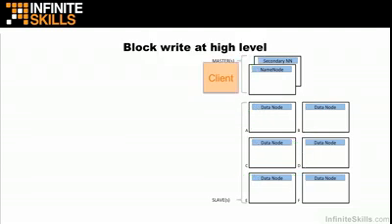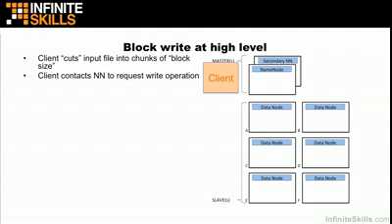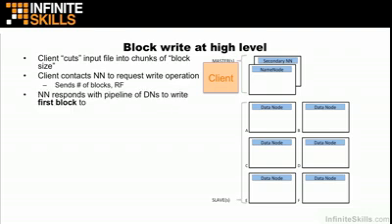At a high level, the block write includes all of these steps. The client first cuts the input file into chunks of the given block size. The client then contacts the name node to request a write operation. It sends the number of blocks and the replication factor that need to be ensured. The name node then responds back to the client with a pipeline of the data nodes to write the first block to. The client reaches out to the first data node, again that's the slave daemon, in the pipeline, and it performs the write. The client is talking directly to the data node here.